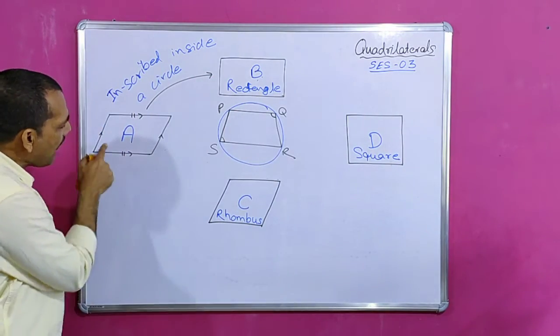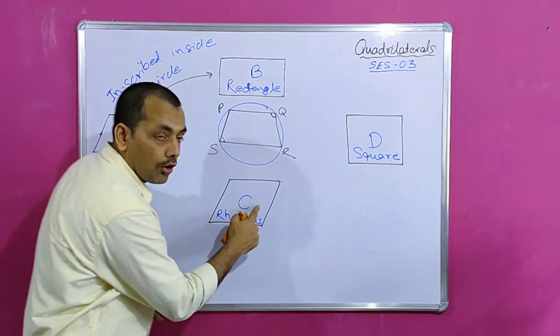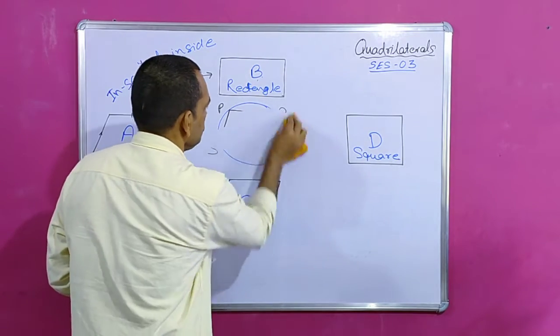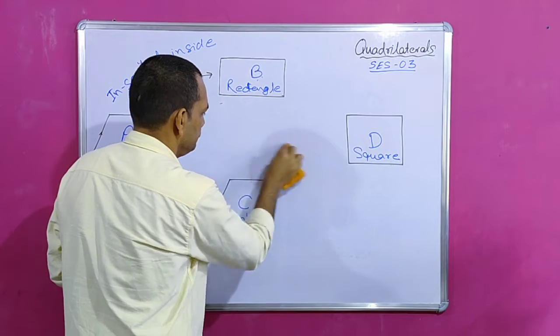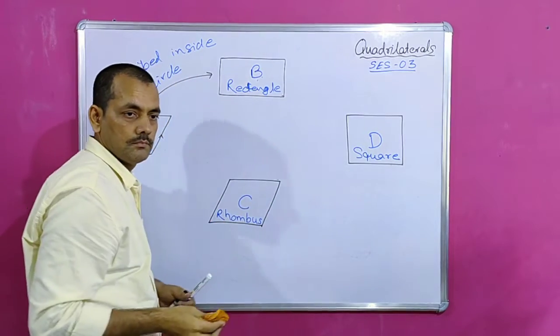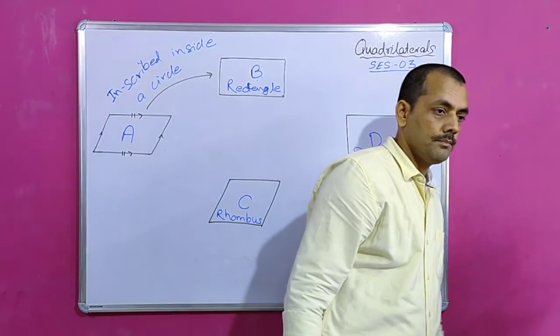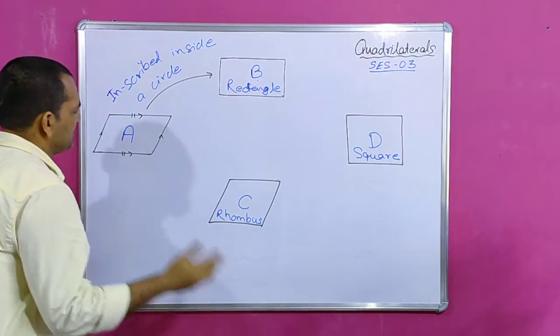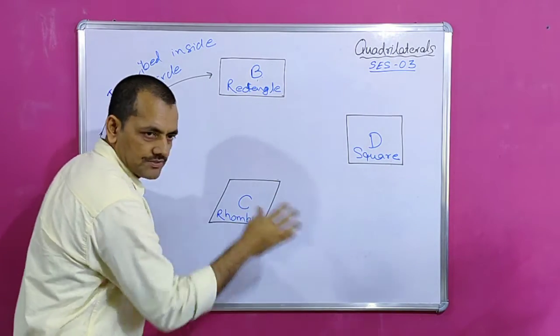Come to the next case. How a rectangle will become a rhombus? Excuse me, sir. Yeah, tell me. You said a rectangle will become a rhombus. It will be a parallelogram will become a rhombus. Oh yes. How a parallelogram will become a rhombus? Exactly.